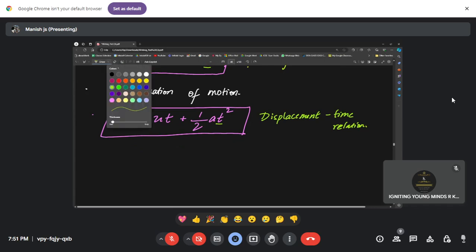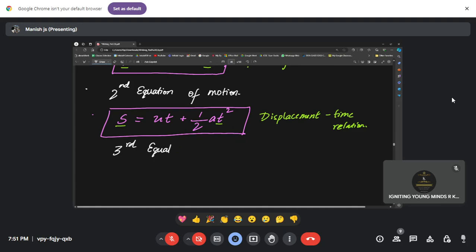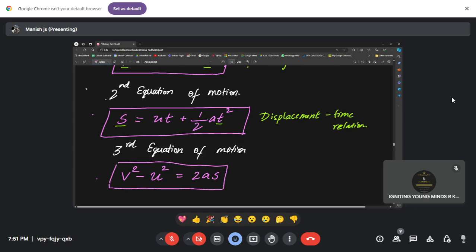And then we have the third equation of motion. We'll see that as well. The third equation of motion is expressed as v squared minus u squared equals 2as. So this is the third equation of motion. And what does it relate? As you can see, it relates velocity and displacement. So it's a velocity displacement relation.